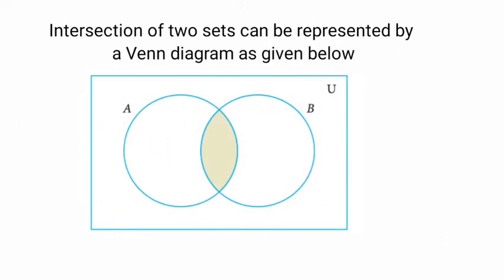Venn diagram: the intersection of two sets can be represented by a Venn diagram as given below. The box is the universal set. We have two circles, A and B, and the common part of circle A and circle B is shaded. That is A intersection B. That is the Venn diagram for A intersection B.